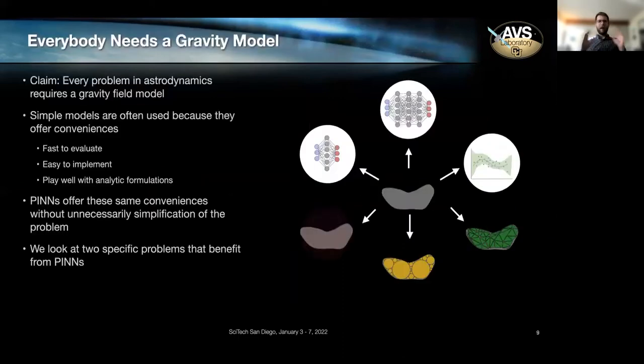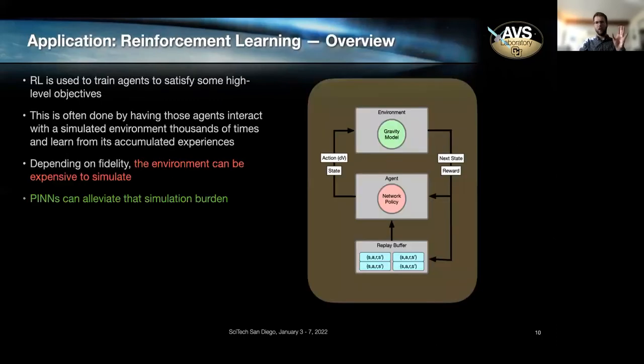So to start, I just want to make this broad claim that everyone needs a good gravity model. And too often do we turn to simple constructions just because they offer creature comforts. They're easy to evaluate or play well with analytical formulations. But I'm here to argue that PINNs can provide all of those same creature comforts without unnecessarily simplifying the dynamics of your problem. So to showcase that, we have two applications, and the first is in reinforcement learning.